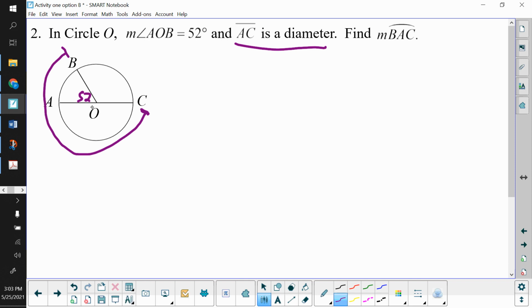Well, since BOA is a central angle, we know this arc that it opens up to is also 52. Based on the diameter, it has to be half the circle, so that's 180. So if we combine those together, we get 232 degrees for arc BAC. So the central angle is one type of key angle.